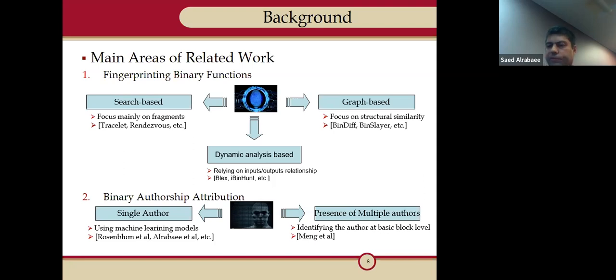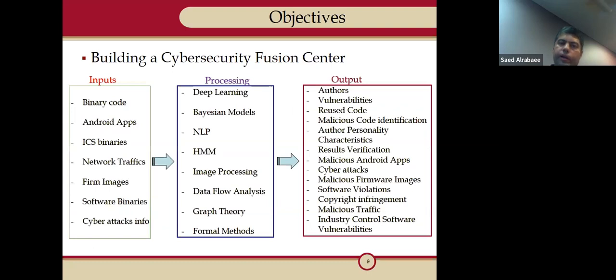And for the presence of multiple authors, we have only one article so far, published in 2017, because it's not easy, okay? In this case, they were identifying the author at basic block level. So that's just to briefly describe. And of course, there are some dynamic analysis tools. So there is Plex, published in Usenix, IBM Hunt. That's also a nice tool. So there are really many good tools.